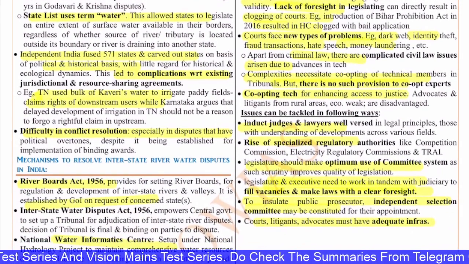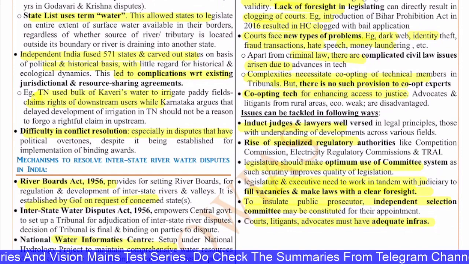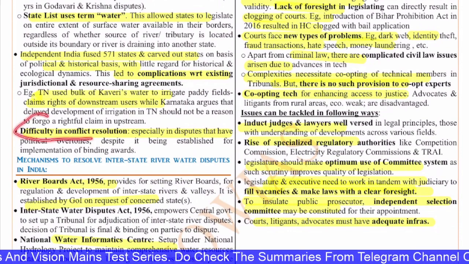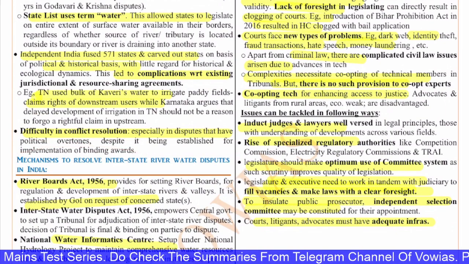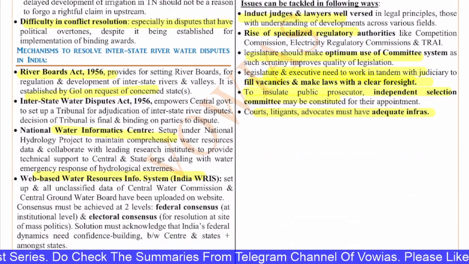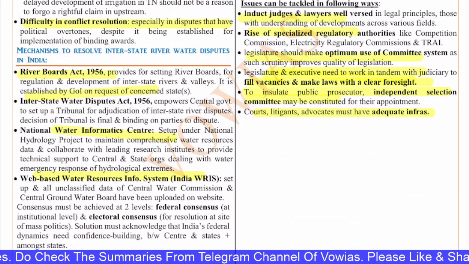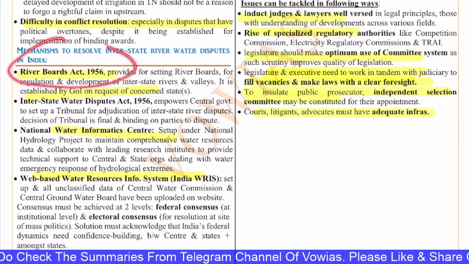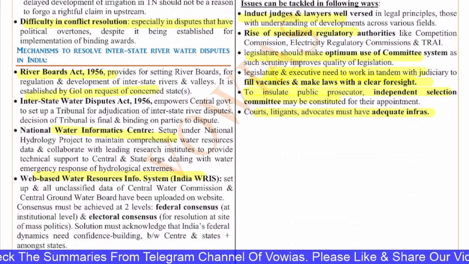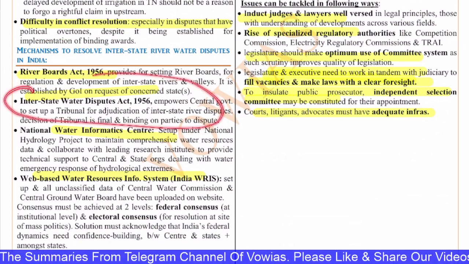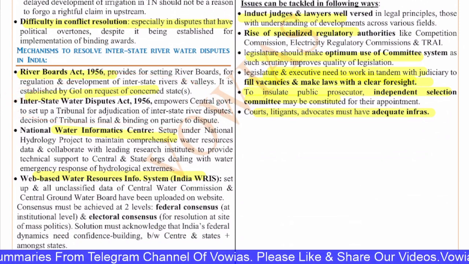Now, there is also difficulty in conflict resolution, especially in disputes that have political overtones, despite mechanisms being established for the implementation of binding awards. And the major mechanisms to resolve interstate river water disputes: first is the River Boards Act 1956. This provides for setting up of river boards for regulation and development of interstate rivers and valleys. Next, the Interstate River Water Disputes Act of 1956 empowers the center to set up tribunals for adjudication of river water disputes.